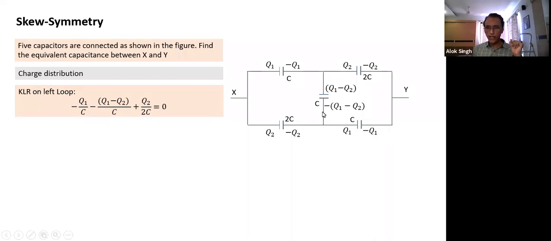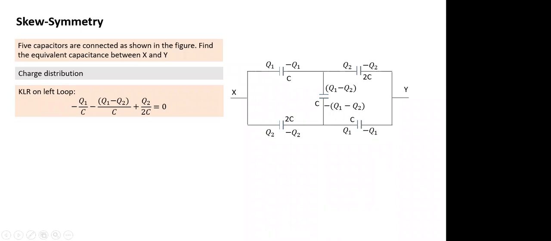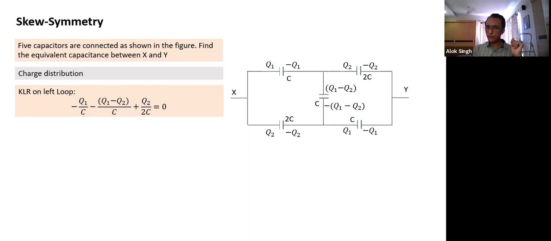But from here, I come here. I am now moving from negative to positive. Negative to positive is an increase in potential, plus charge on the capacitor divided by its capacitance: Q2 divided by 2C. Then equate the whole thing to 0. When I come back to the same point, the net change in potential has to be 0. By applying the law of conservation of energy in a closed loop, it has to be 0. I will find an equation between Q1 and Q2.